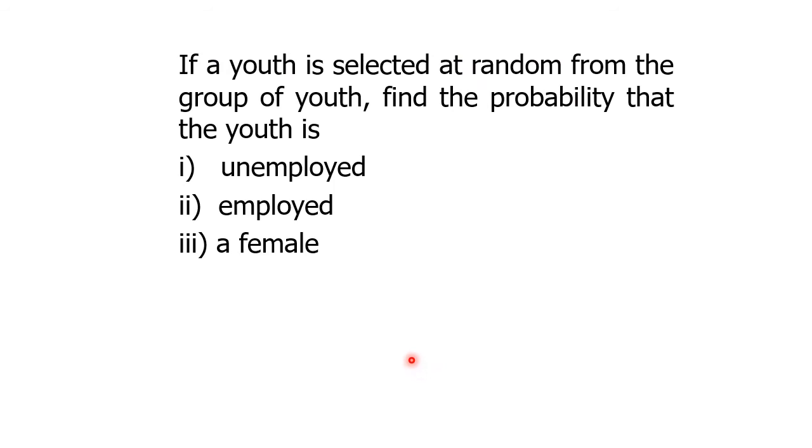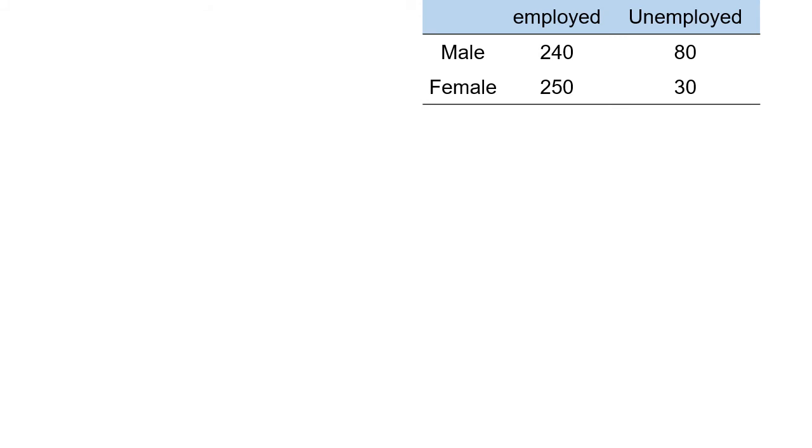So if a youth is selected at random from a group of youth, find the probability that the youth is unemployed, employed, a female. Right. So this is the table I bring here, so I can show how we get 600 here. Firstly, we sum together employed, so here we have 490. And then for unemployed, we sum together, we got 110. So the total here would be 600.